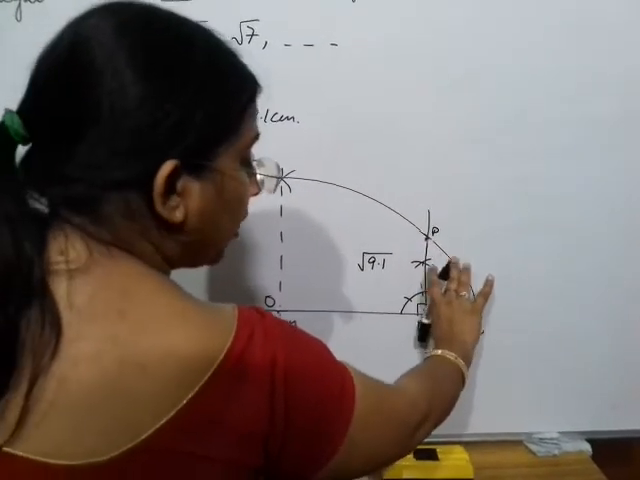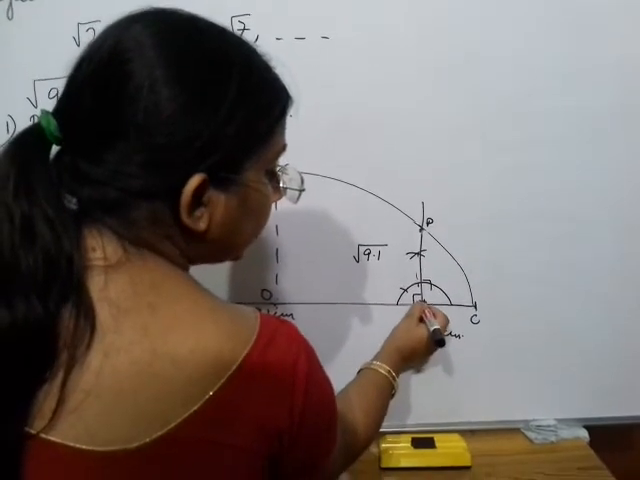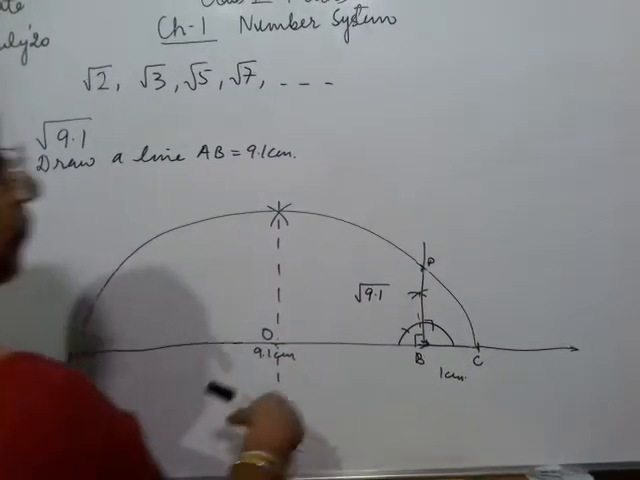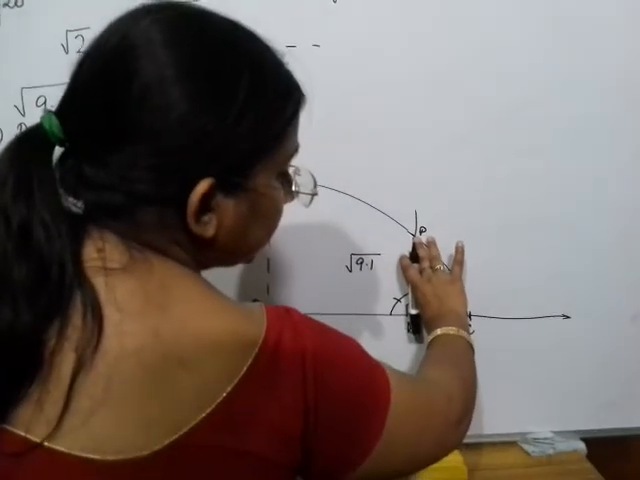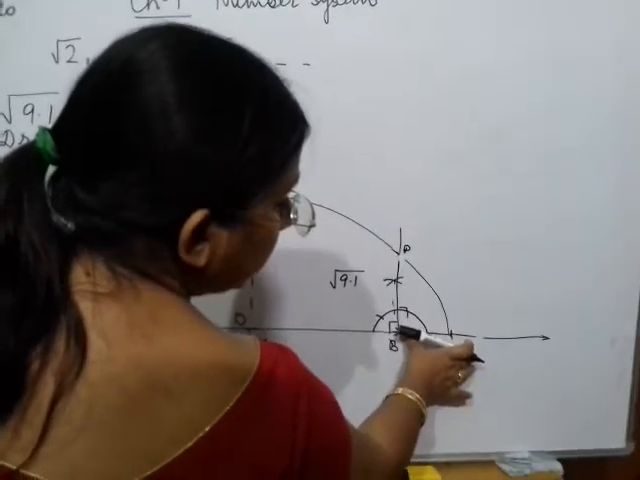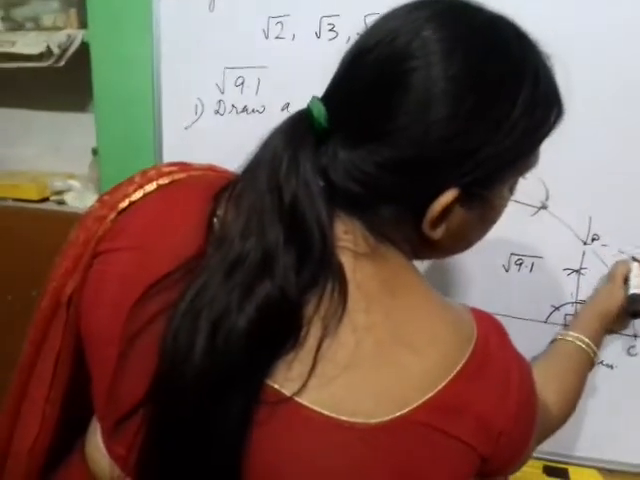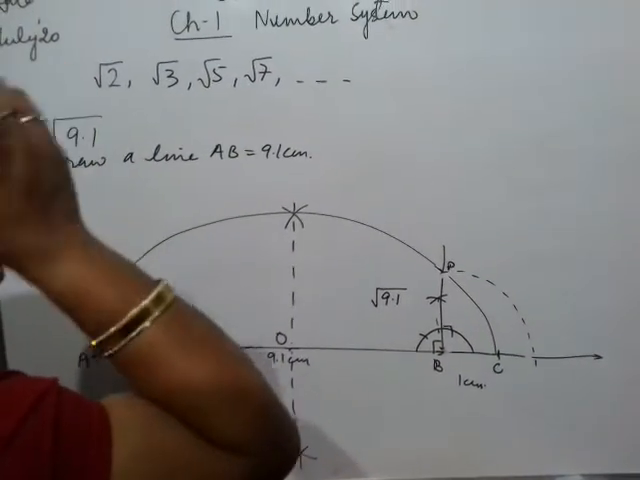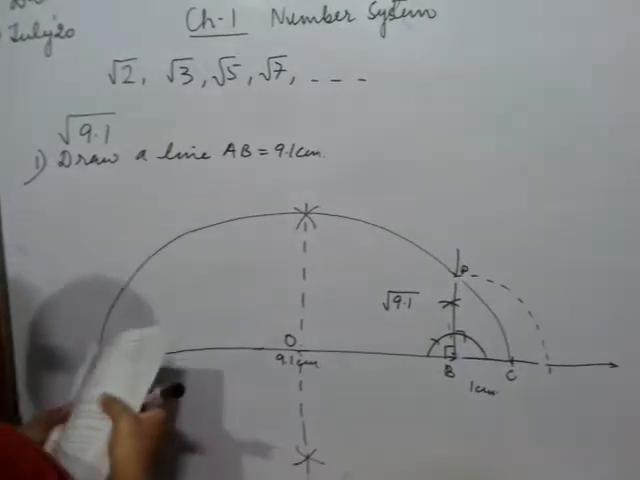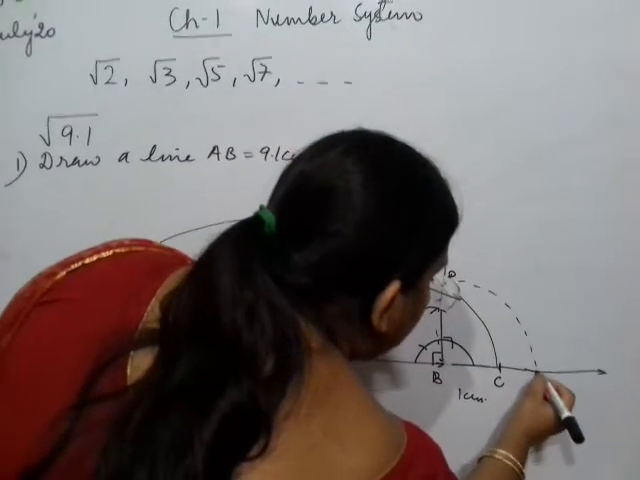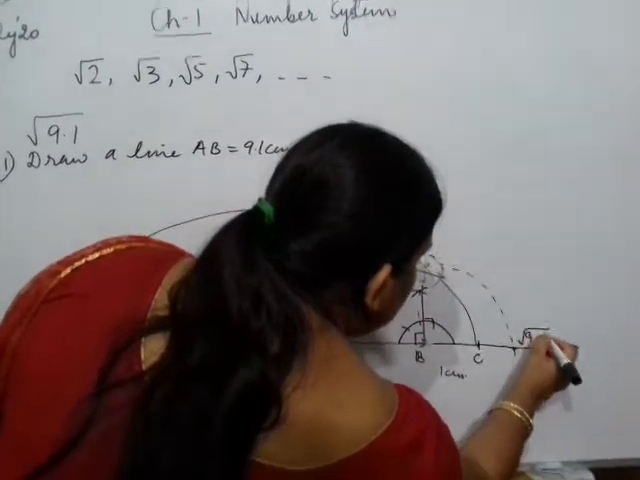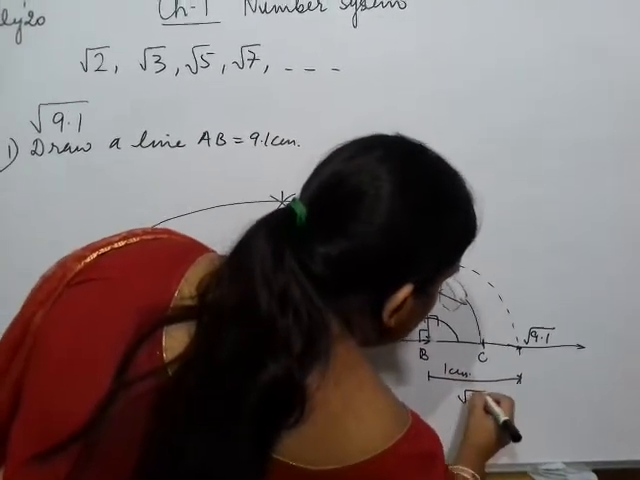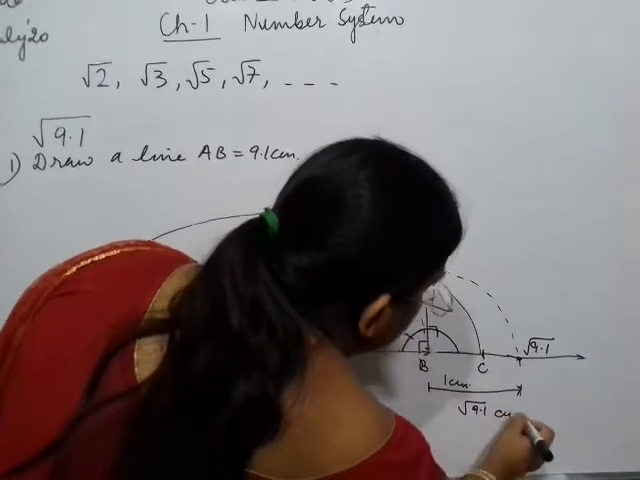Now we have to draw it on the number line, and the number line lies on the scale here. This is the extended scale. Now with B as a center and radius BP, we will draw an arc like this. So it will be like this. Now this distance is called root 9.1. This is root 9.1, this point. So from B to this point, this is under root 9.1 centimeters.